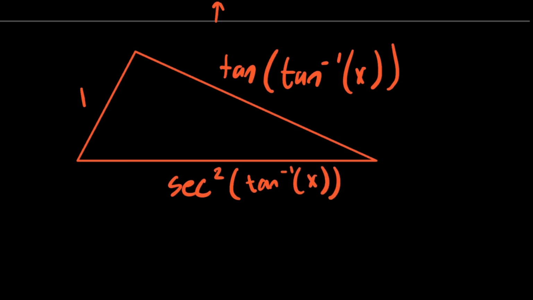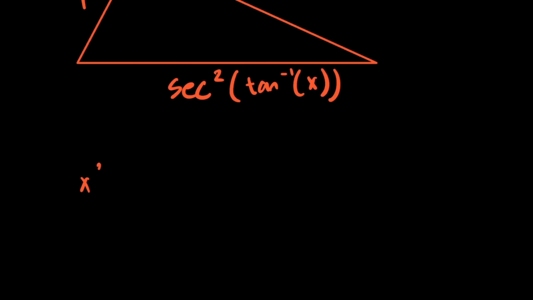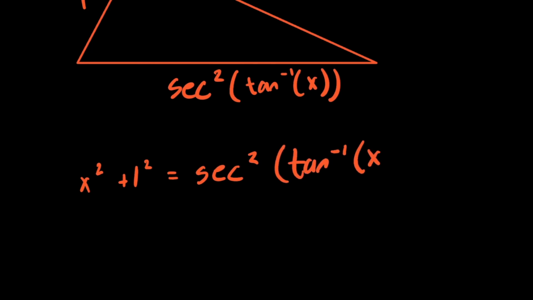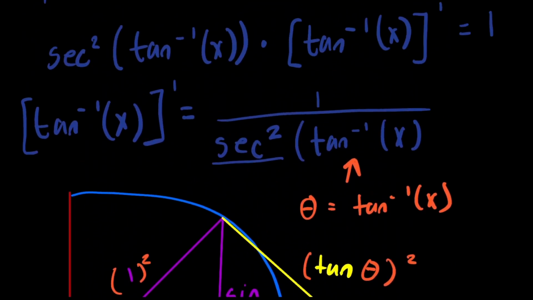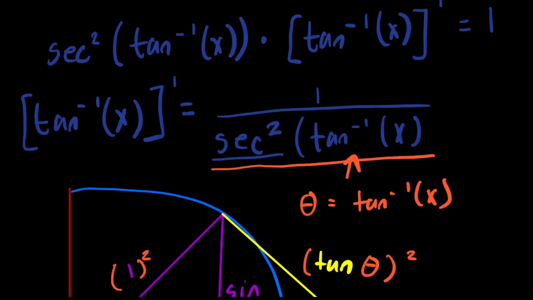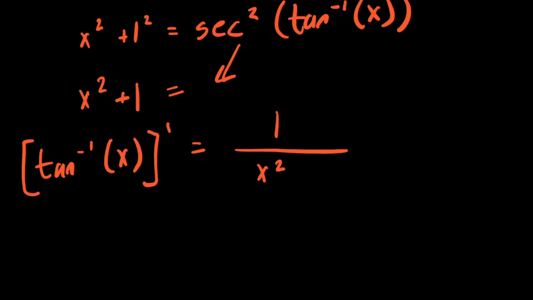Now, once again, because we're doing tangent and then inverse tangent to x, this is just going to equal x. So now we know that x squared plus 1 squared equals secant squared of inverse tangent of x. And that's going to be x squared plus 1, because 1 squared is just 1, equals secant squared of inverse tangent of x. And that's what we have here on the bottom, is secant squared of inverse tangent of x. So we can just say that the derivative of inverse tangent of x equals 1 over x squared plus 1.